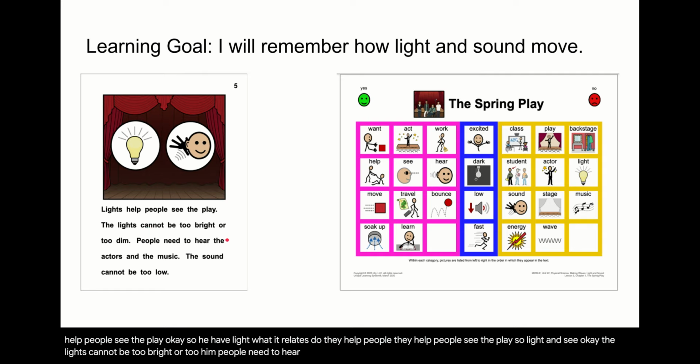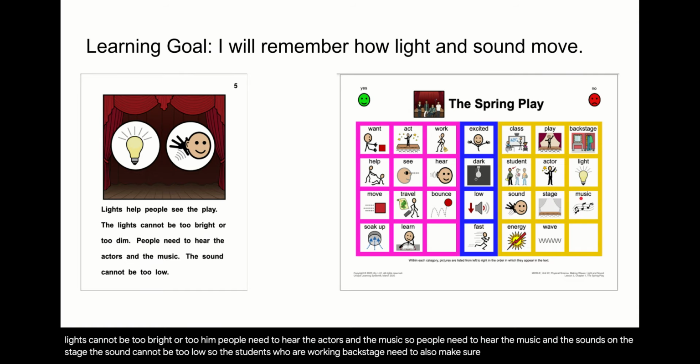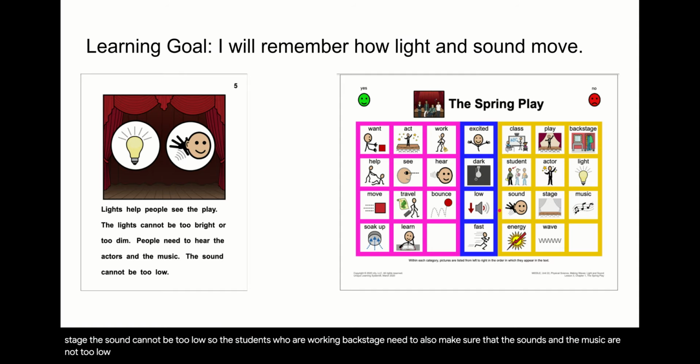People need to hear the actors and the music. So people need to hear the music and the sounds on the stage. The sound cannot be too low. So the students who are working backstage need to also make sure that the sounds and the music are not too low. People need to hear the music.